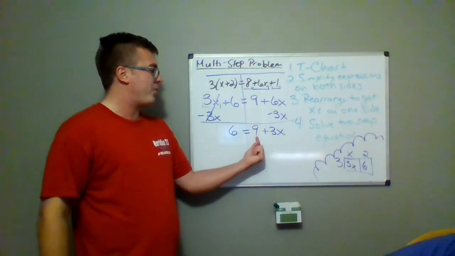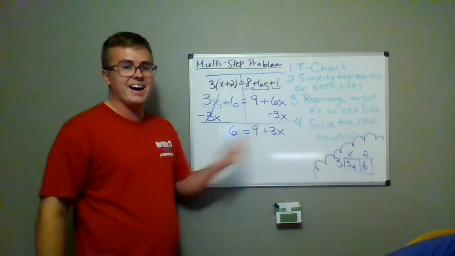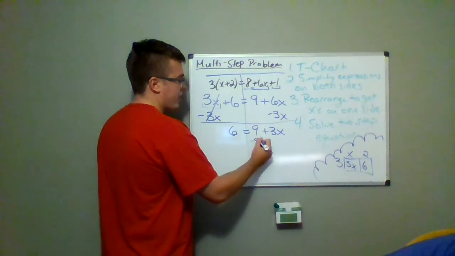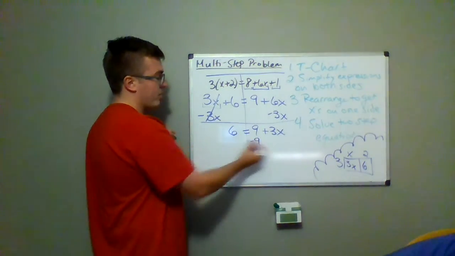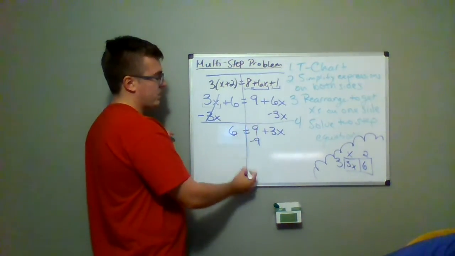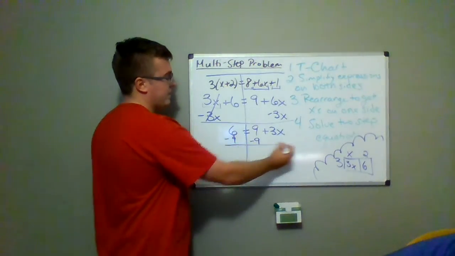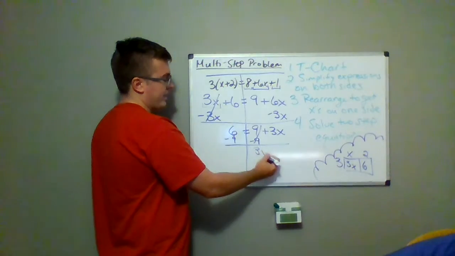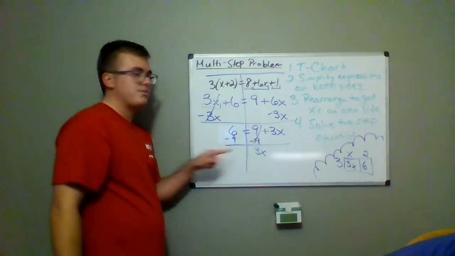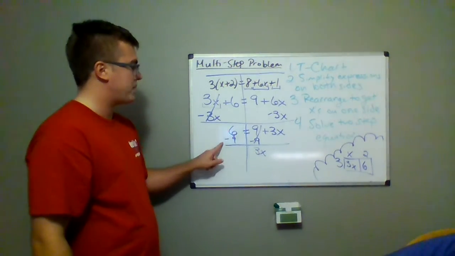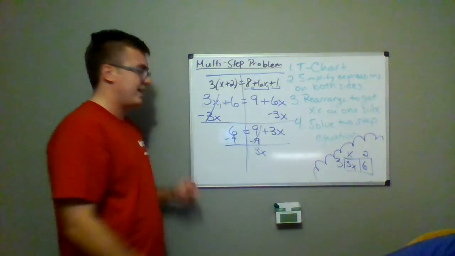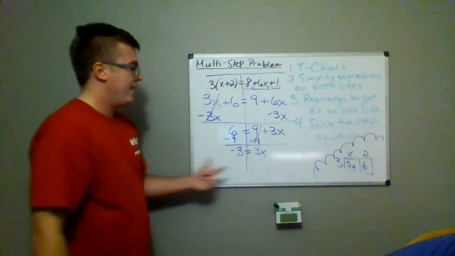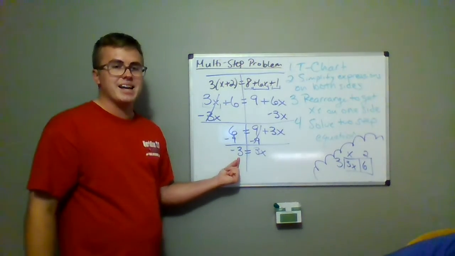So same thing, how do I get rid of this plus 9 on the right side? To get rid of that term, I have to subtract 9 on the right side. Because I have my t-chart, I have to do that on the left side as well. Get rid of it over here, so I'm left with 3x. On the left side, be careful, 6 minus 9 is going to give me a negative 3. Now I've got 3x equals negative 3.